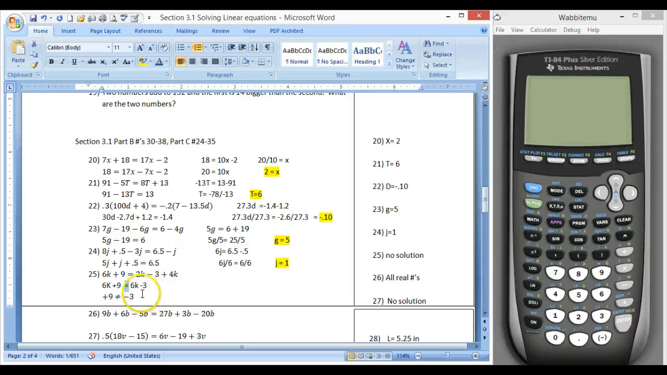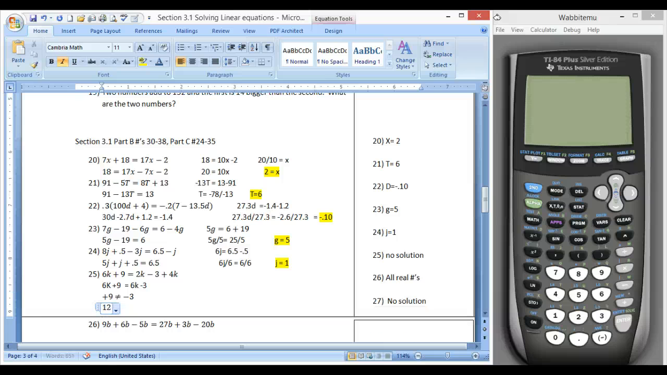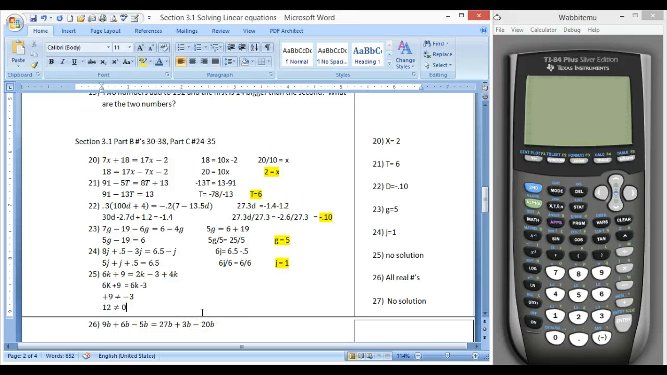Some of you might even want to go a step further and try and add 3 to this side so that you're still trying to combine stuff, and you're still going to end up with something kind of crazy, like if I were to add 3 over there, I'd get 12 equals 0. 12 will never equal 0. I'm going to come up and show it doesn't equal 0. It can never equal 0.